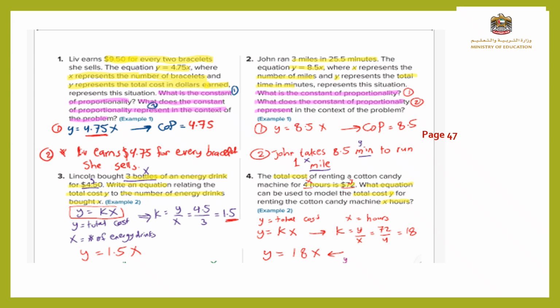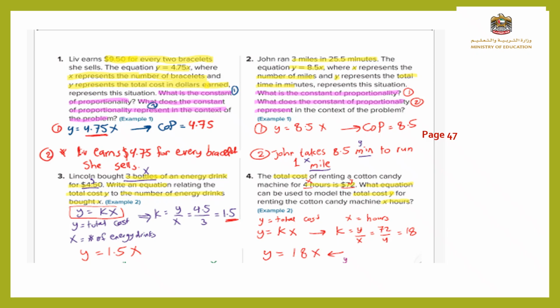Okay, and you see there is another thing. Liv earns this many dollars for every 2 bracelets she sells. So one bracelet costs 4.75. That is the meaning. Okay, y equal to 4.75x means when x equal to 1, how much is y? That is the thing. So for each bracelet 4.75 is the cost. This is also the same thing.